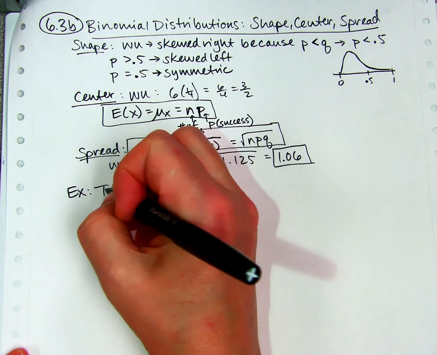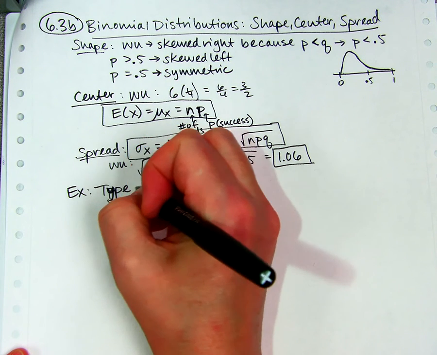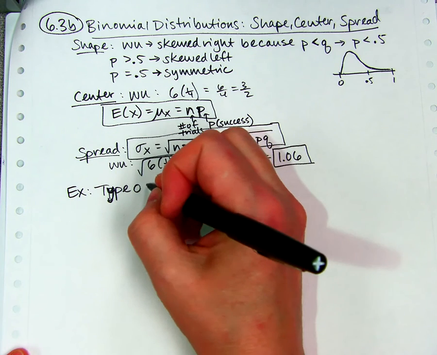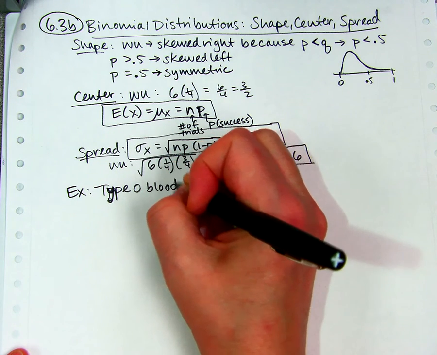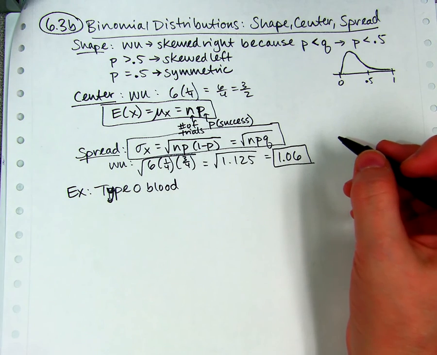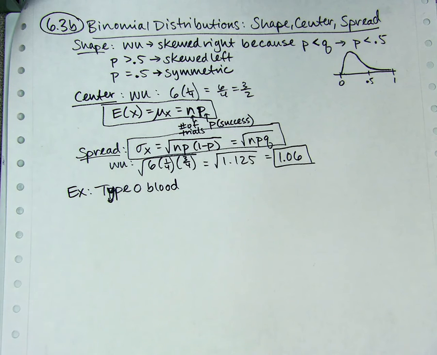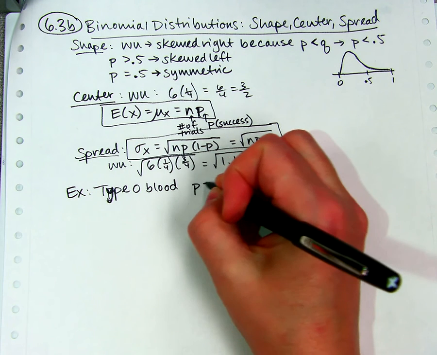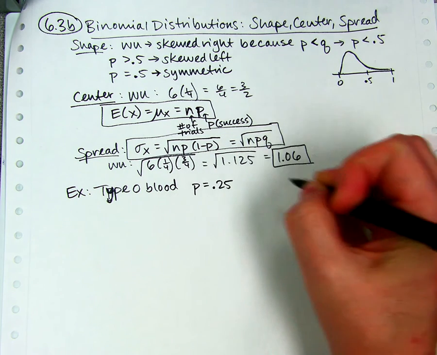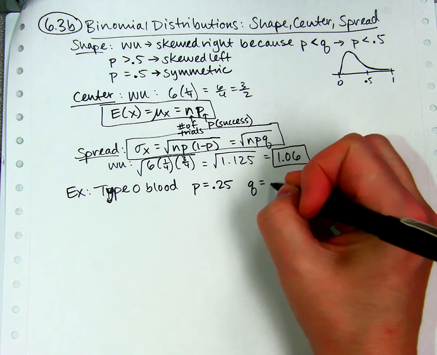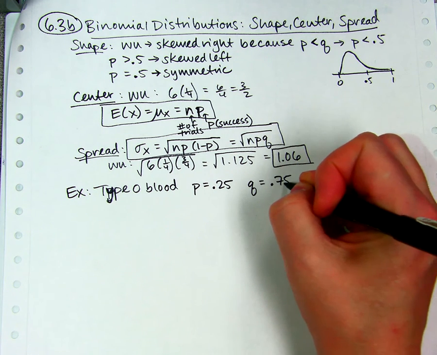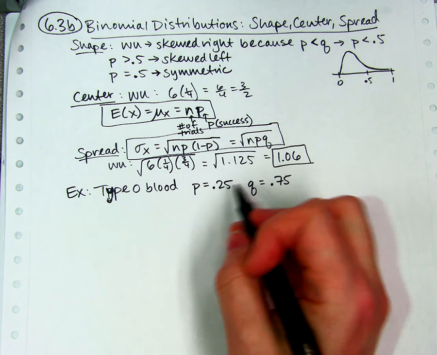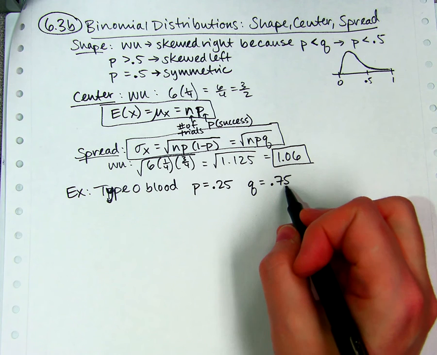Type O blood. If you've ever donated blood, and especially if you have type O, you are a very popular person. Type O blood is very valuable because type O blood can be put in anybody, and they won't react to it or their body won't reject it. So type O is like the universal blood donor. And it's about 25% of the population that actually has type O. And the other 75% have other types of blood, and so they're not quite as valuable, but they're still useful. So that's the probability of success and the probability of failure in this case.